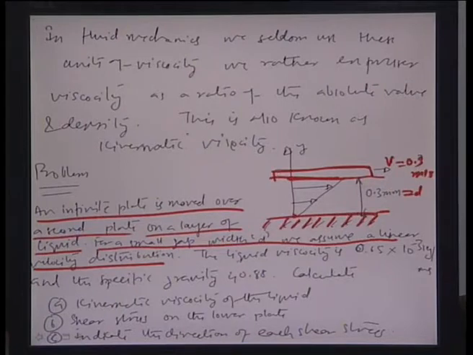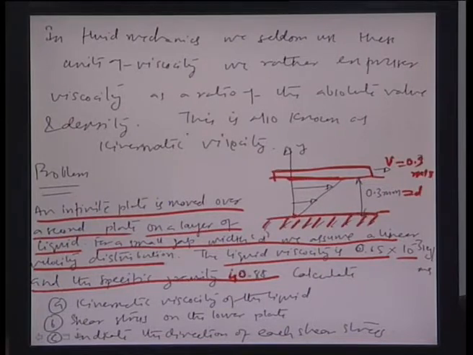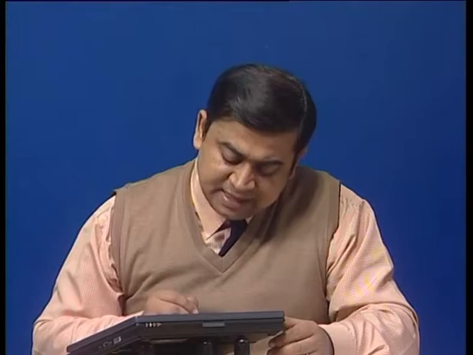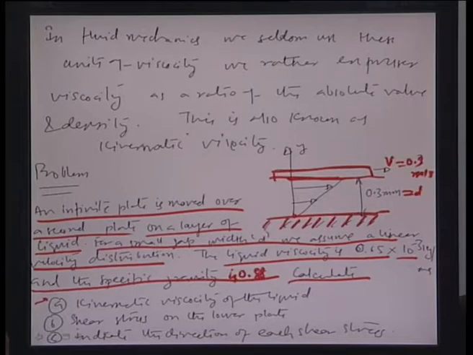The liquid viscosity used here is 0.65 times 10 to the power minus 3 kg per meter second, and the specific gravity is 0.88. The specific gravity, as we all know, is how many times the density of water is the density of a particular fluid, that is, the ratio of the density of a fluid to the density of water at standard conditions. You have to calculate, in this case, the kinematic viscosity of the liquid. You also have to find out the shear stress which is generated in this process. Give me a minute here.